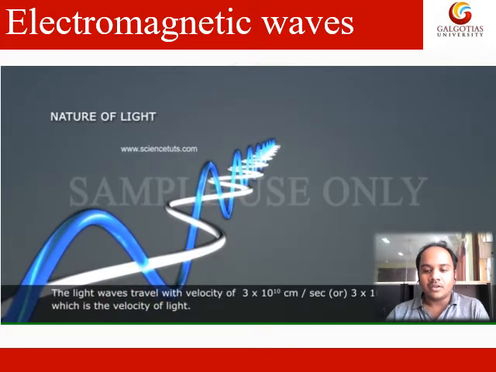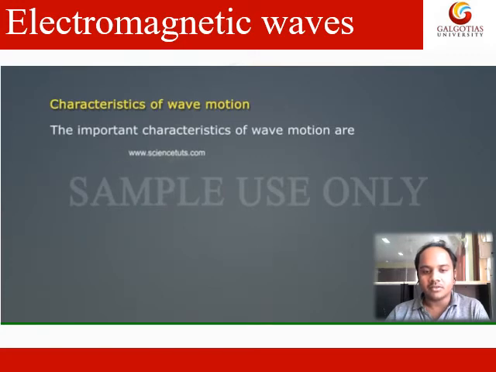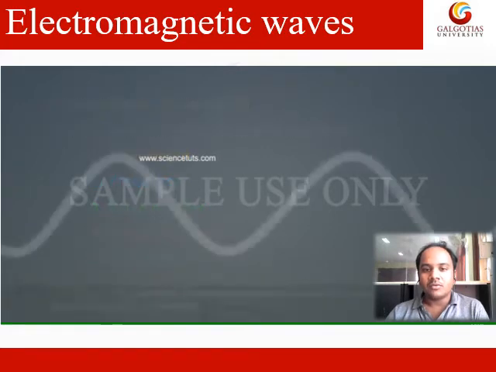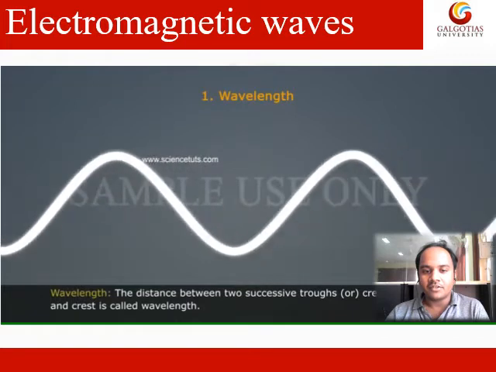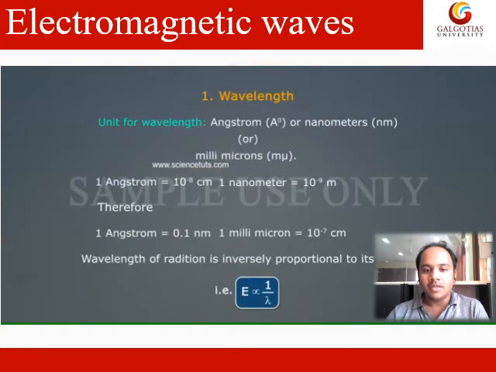When we go through the important characteristics of wave nature, when the light is behaving in wave nature, the properties which we need to understand are wavelength, frequency, wave number, velocity of wave, and amplitude. So we'll be seeing each one by one. Wavelength is the distance from one crest to the other crest, which will be measured in angstrom units or nanometers or millimicrons also.